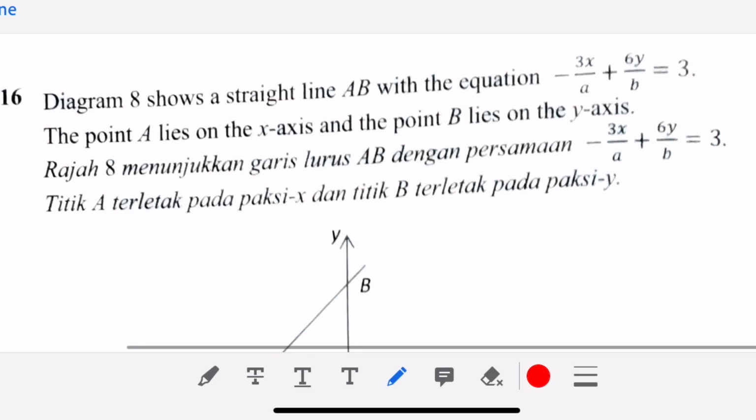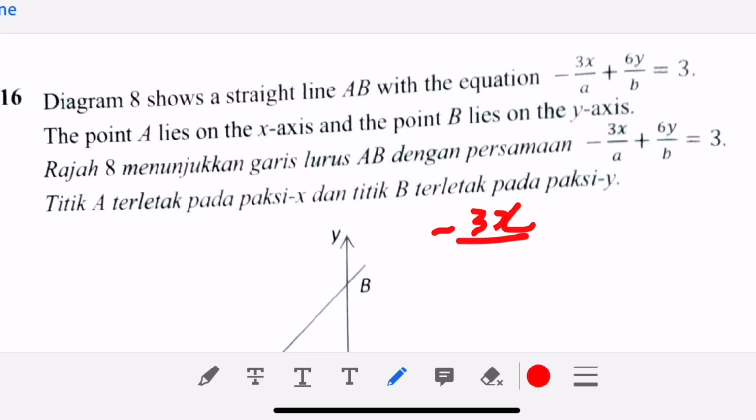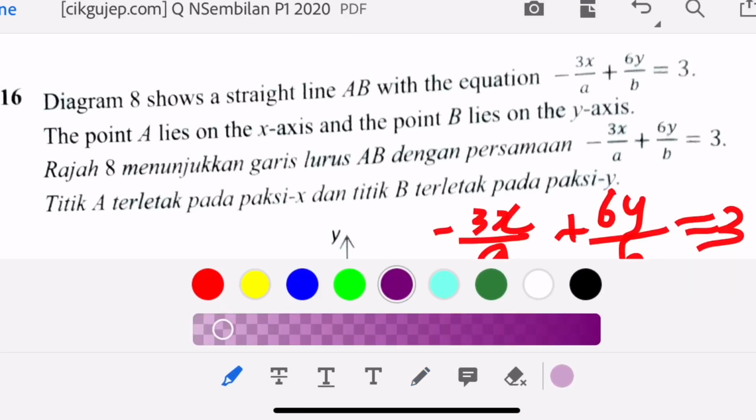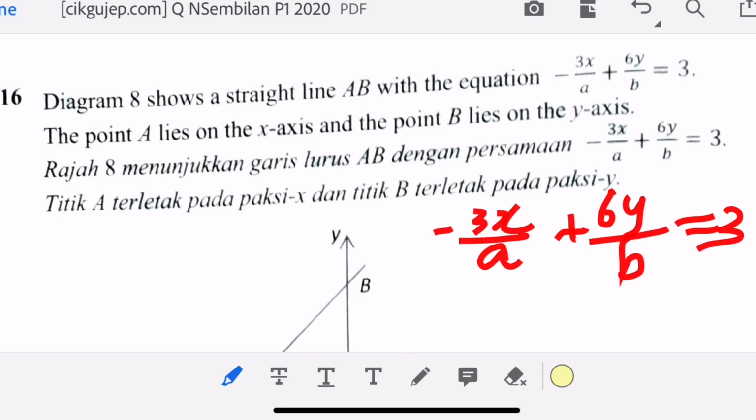So this question is about diagram 8, which shows a straight line AB with the equation negative 3x over A plus 6y over B equal to 3, and the point A lies on the x-axis and the point B lies on the y-axis. So basically when you see a question like this, you have negative 3x over A plus 6y over B equal to 3. When you see x-axis, there is a point that is so-called x-intercept, and B lies on the y-axis. Okay, so that means you are given the y-intercept.